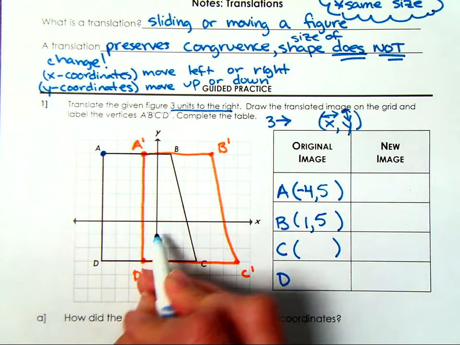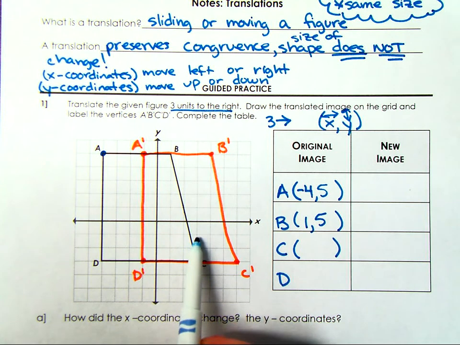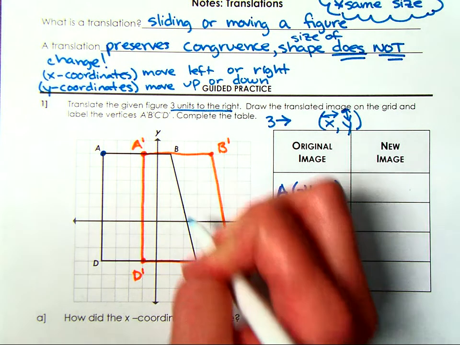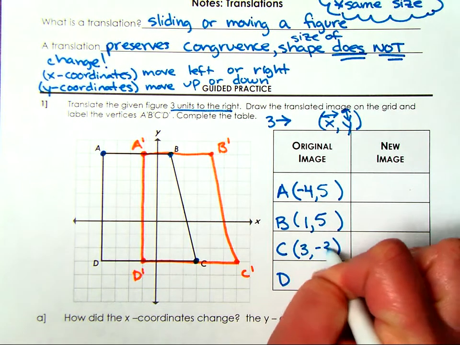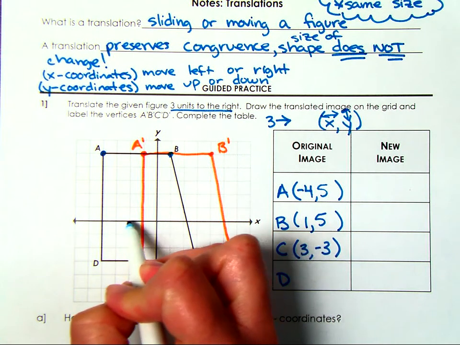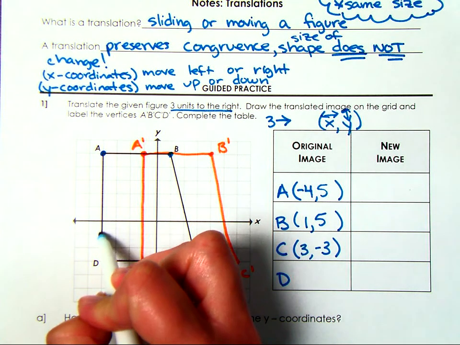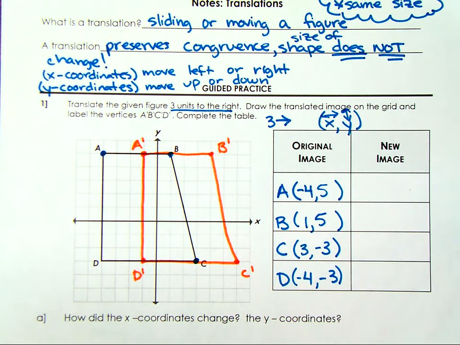Then for C, start back at the origin again. 1, 2, 3 to the right. 1, 2, 3 down. So 3 to the right, 3 down. And then start back at the origin again. 1, 2, 3, 4 to the left. 1, 2, 3 down. So negative 4, negative 3.